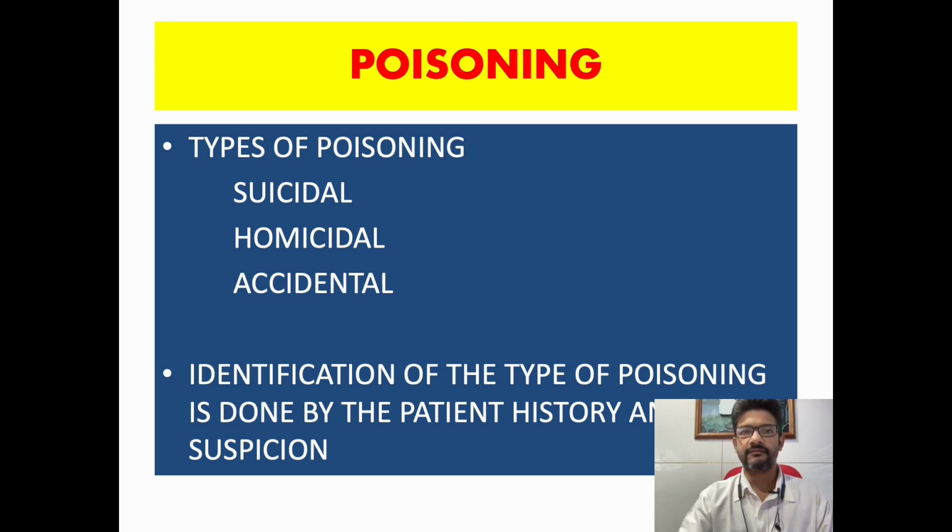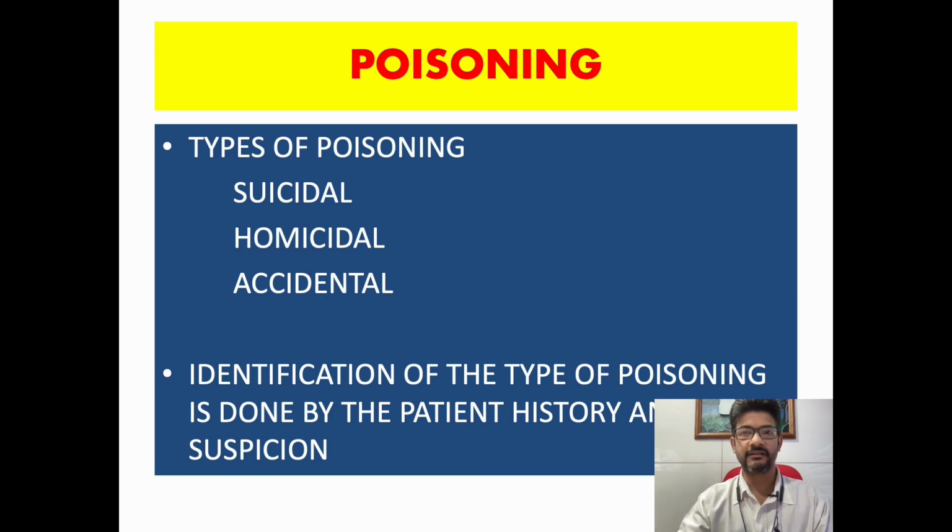Next common kind of case which you will encounter in ER is going to be poisoning cases. Now, there are basically three types of poisoning cases which can come to you: suicidal, homicidal and accidental. The first thing is, of course, identifying the type of poisoning, as the types have been enumerated above. This is done by patient history, and if there is a suspicion from the part of the treating physician also. You have to take a detailed history, ask him what led him to consume this poison, or was it forcefully administered to him, or it's accidental.